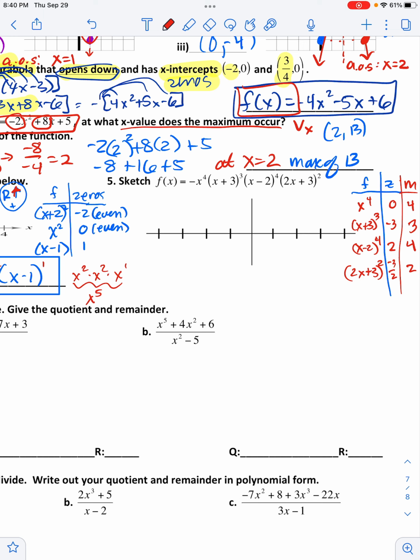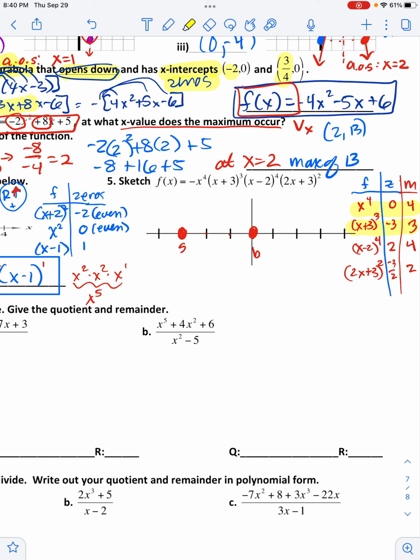Okay, so let's go through this. I'm going to have a 0 at 0. It has a multiplicity of 4, which is even, so it's going to bounce there. Next, I have a 0 at negative 3. It has an odd multiplicity of 3, so it's simply going to, well, actually that's higher than 1, so it's going to go ahead and snake across.